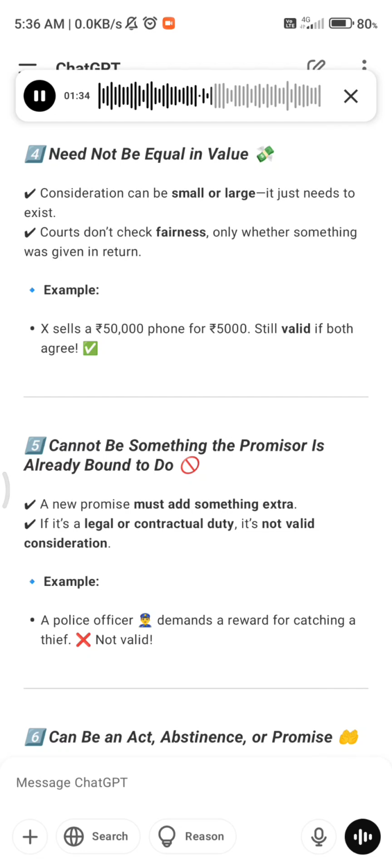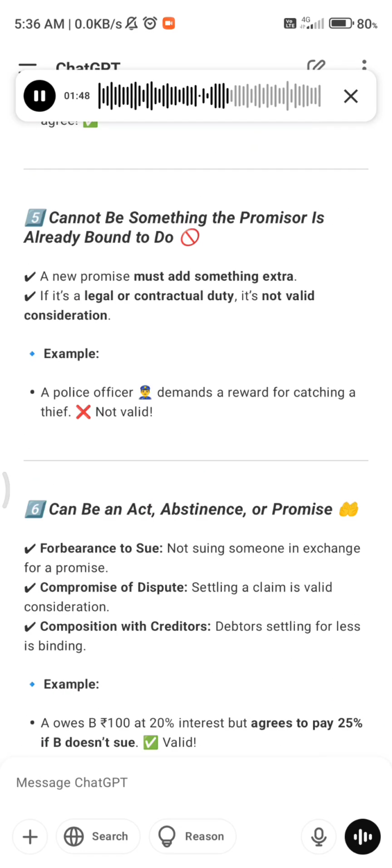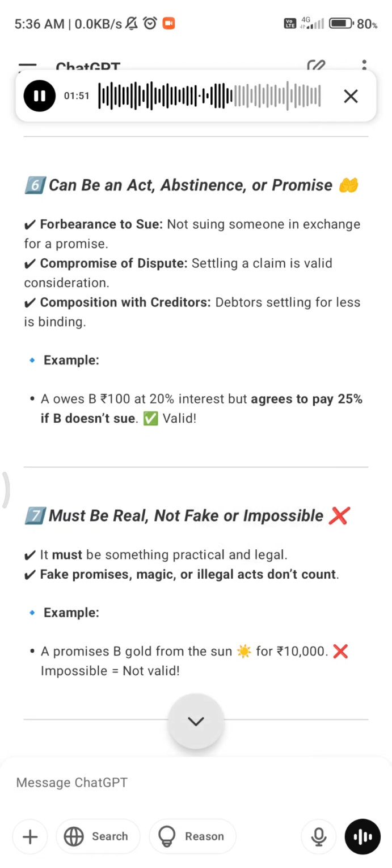5. Cannot be something the promiser is already bound to do. A new promise must add something extra. If it's a legal or contractual duty, it's not valid consideration. Example: A police officer demands a reward for catching a thief. Not valid.